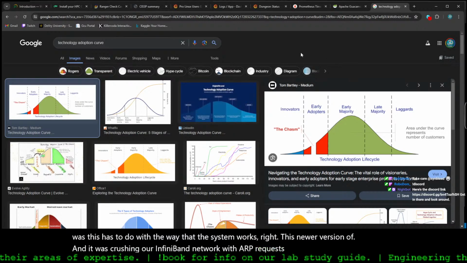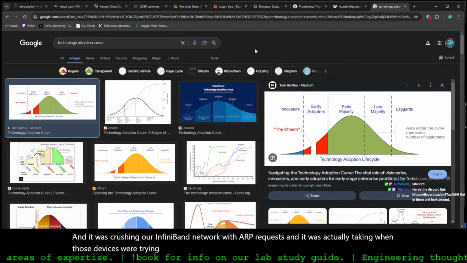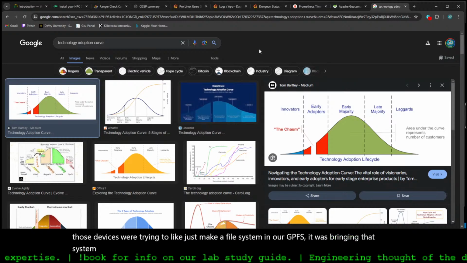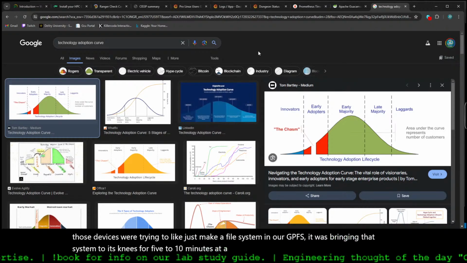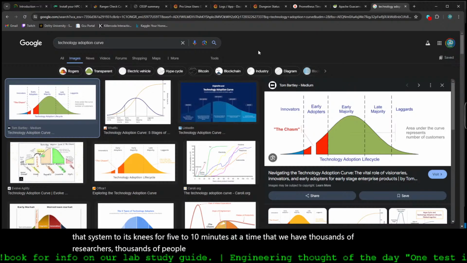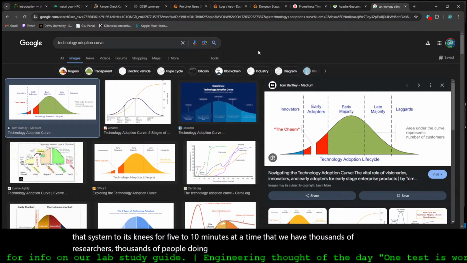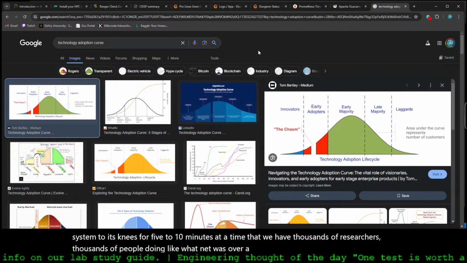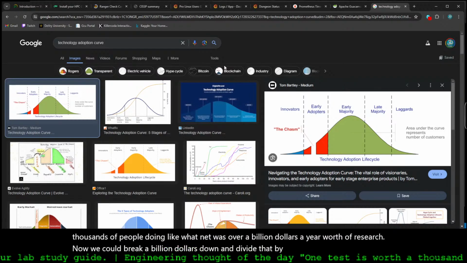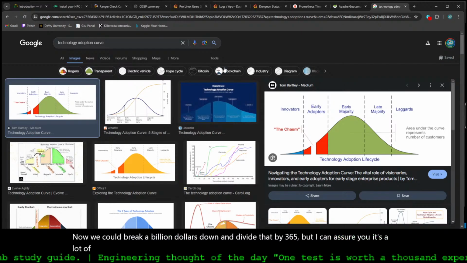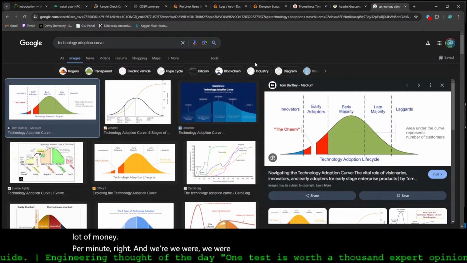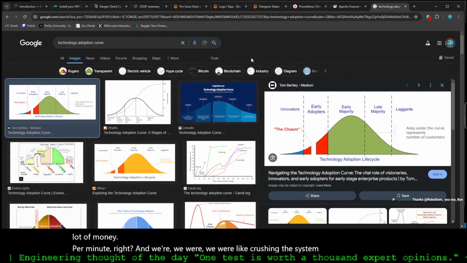And when those devices were trying to just make a file system in our GPFS, it was bringing that system to its knees for 5 to 10 minutes at a time. We have thousands of researchers doing research worth over $1 billion a year. Now we could break $1 billion down and divide that by 365, but I can assure you it's a lot of money per minute, right? And we were crushing the system with these simple little mkdir requests.